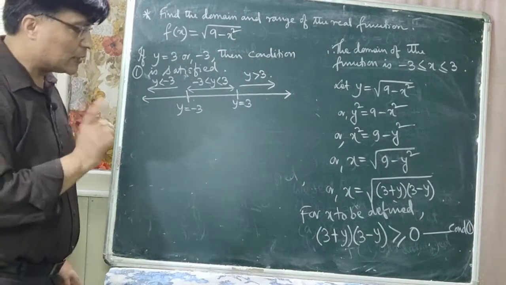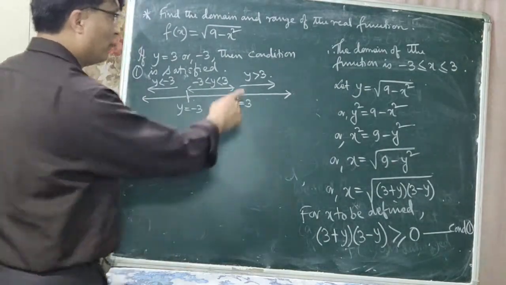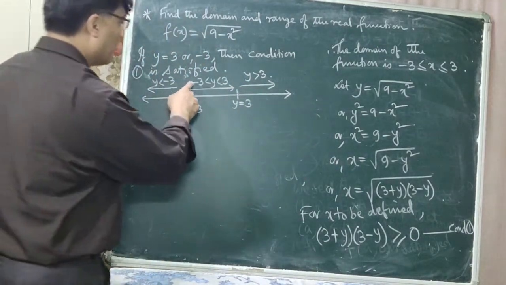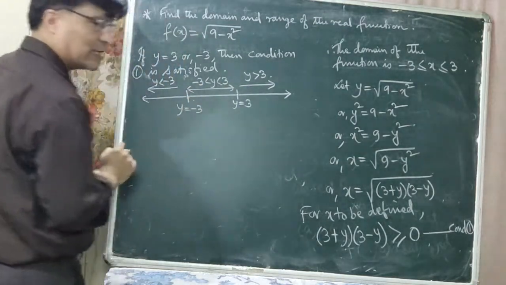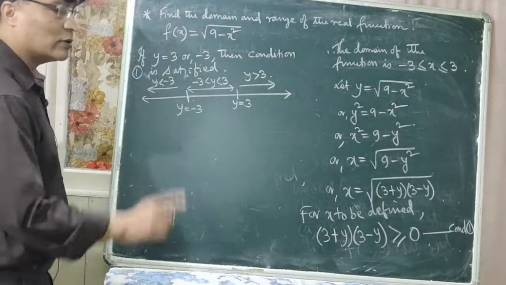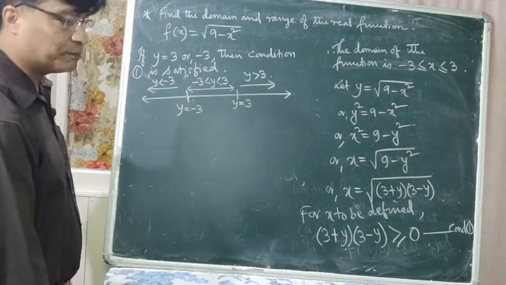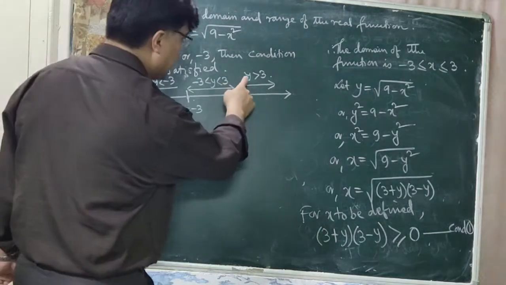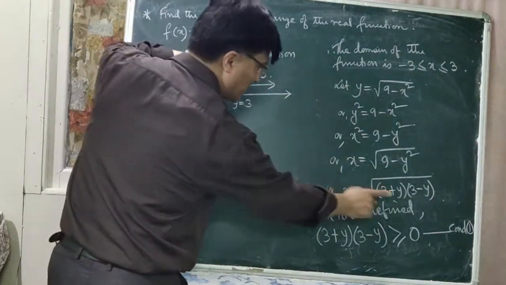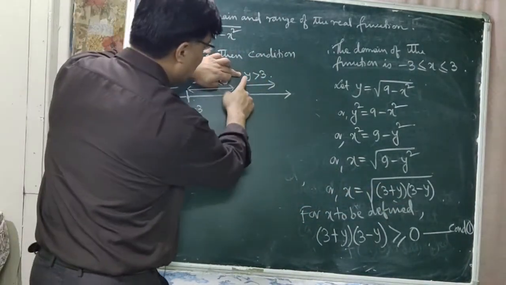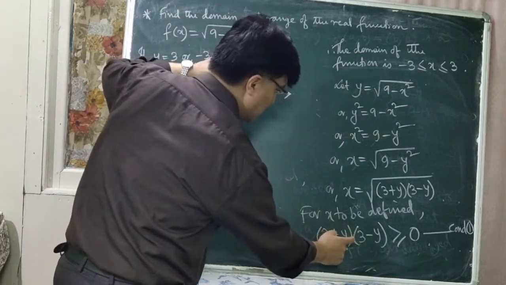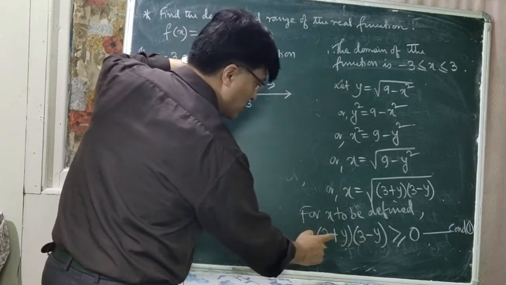Okay. Now for y greater than 3, is condition 1 satisfied or not? You have to check it. For minus 3 less than y less than 3, whether condition 1 is satisfied or not, you have to check it. For y less than minus 3, whether condition 1 is satisfied or not, you have to check it. Okay. So now let us check for y greater than 3, whether condition 1 is satisfied or not. If y is greater than 3, what can you say about 3 plus y? It is positive. What's about 3 minus y? It is negative.